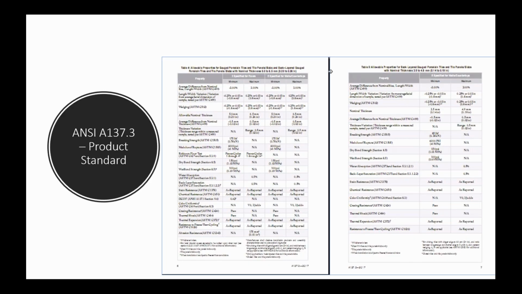And here is table 4, table 5. Again, nominal thickness of 5 to 6.5 and 3.5 to 4.9. And some of the requirements for nominal thickness, modulus of rupture, bond breaking strength, thickness variation, stain resistance, chemical resistance, DCOF. So all the typical things you would see in a tile standard.